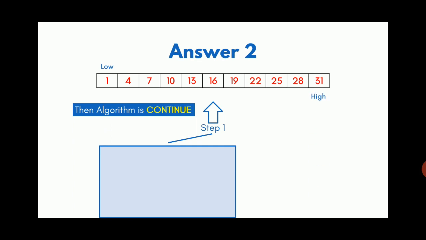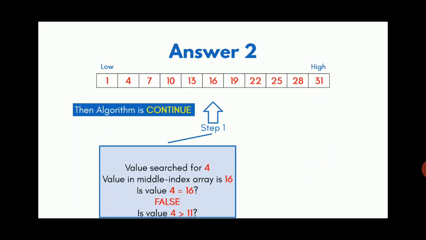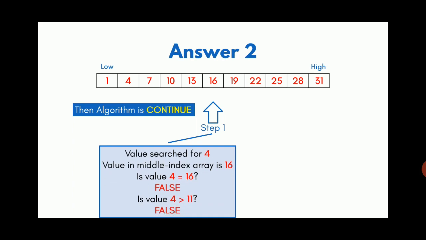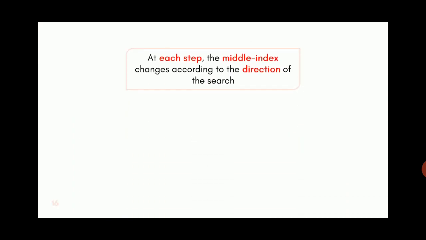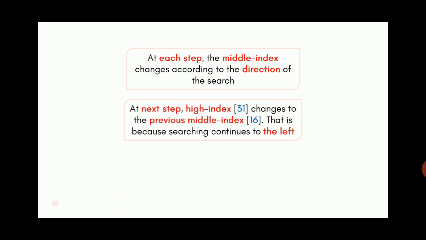First we set the lower index and then the higher index, and after that we check whether this is the middle value or not. That is false because 4 is not equal to 16. Is 4 greater than 16? No, this is also false. That means we do not go to the right hand side, we go to the left hand side. So the value searched is less than the value of the middle index, and I have to continue searching on the left hand side from the middle value. In this, what type of step is used? At each step the middle index changes according to the direction of search.